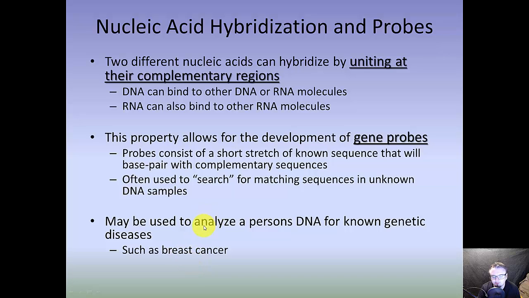So if you know you have a sequence of DNA that leads someone to have a higher predisposition for cancer, what you can essentially do is look for that gene using a gene probe. So you can take someone's DNA and scan it with this probe and see if they have that same matching gene. And if they do, then you can identify a risk for cancer there. So that's just one way to use it.